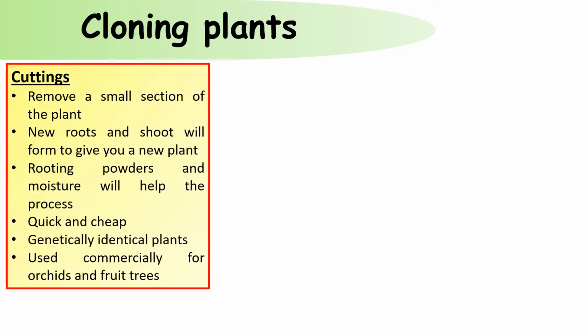Cloning is where we make a genetically identical copy of another organism. When cloning plants, there are two ways. The first way is cuttings. During cuttings, you remove a small section of the plant. New roots and shoots will form to give you a new plant. You may need to put plenty of moisture and rooting powder on this to make the process happen quickly.